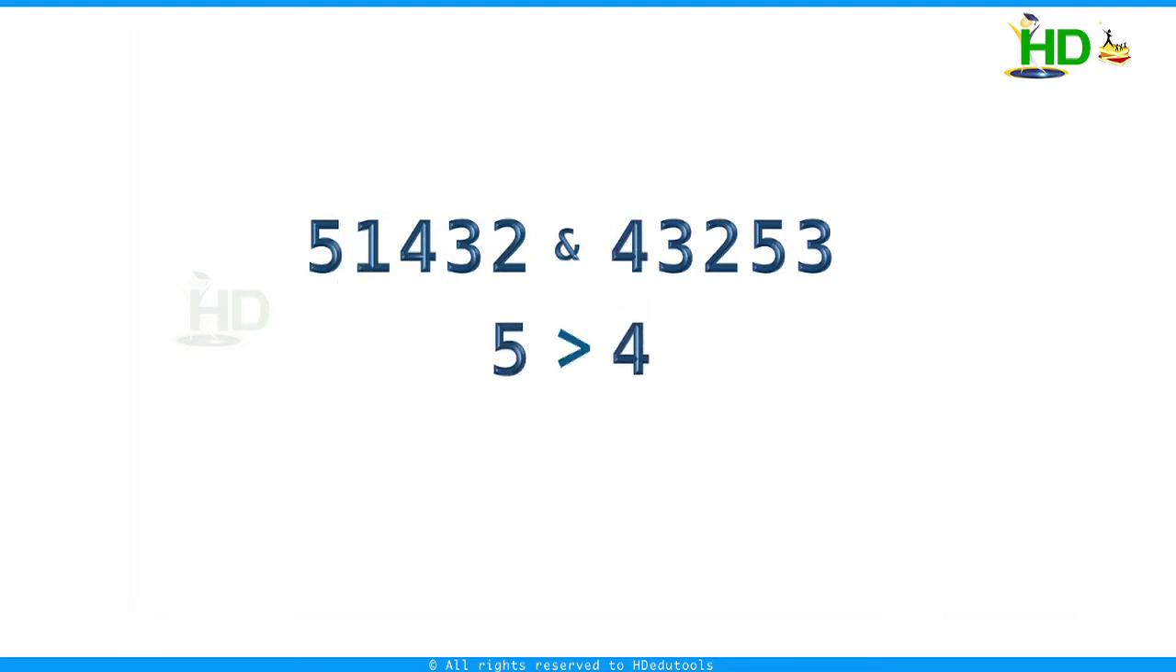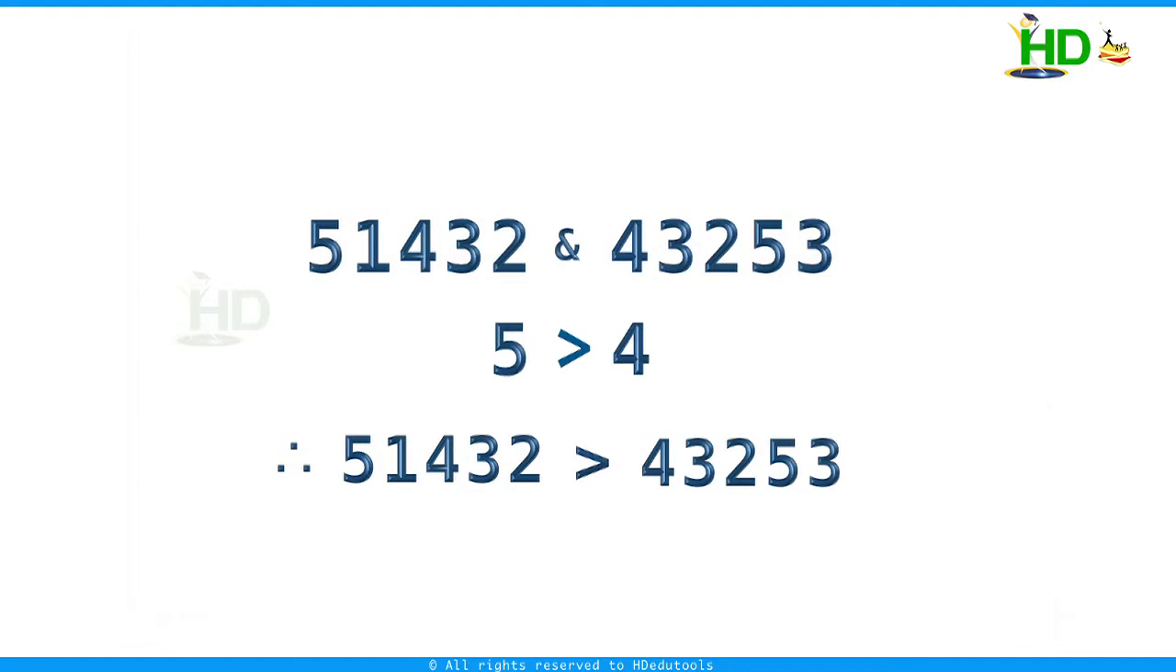Now take another example. Compare 51,432 and 43,253. Which is greater here? Since here both the numbers have the same number of digits, now we can compare the digits in the 10,000s place. And if we consider the first number, the digit in 10,000s place is 5. And in the second number, the digit in 10,000s place is 4. And we know that 5 is greater than 4. Therefore, we can say that 51,432 is greater than 43,253.